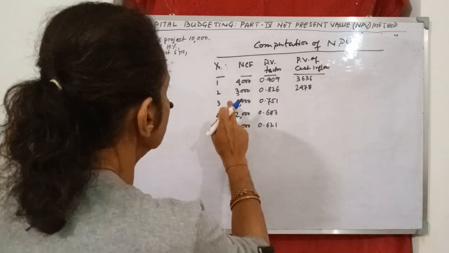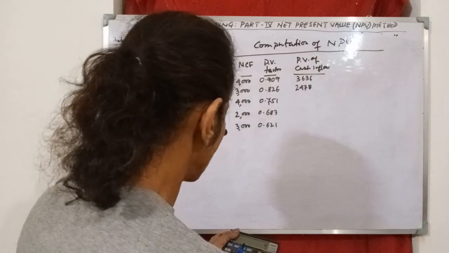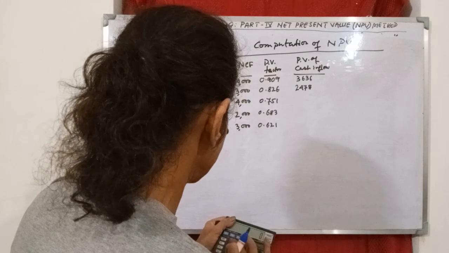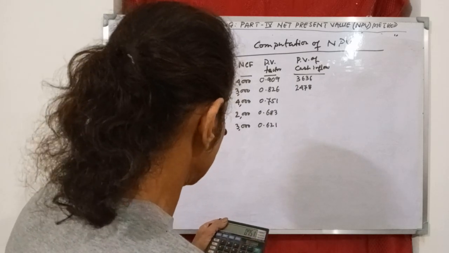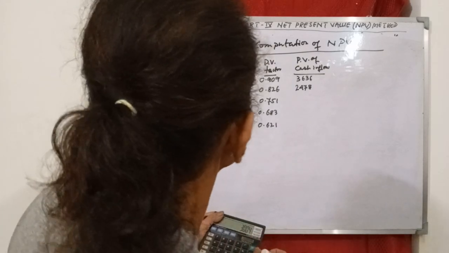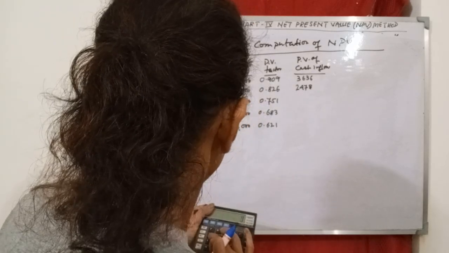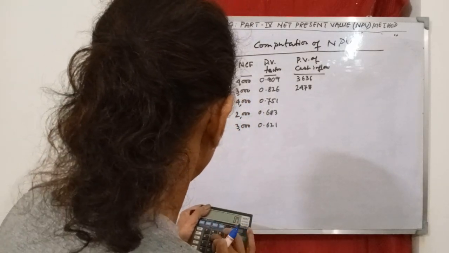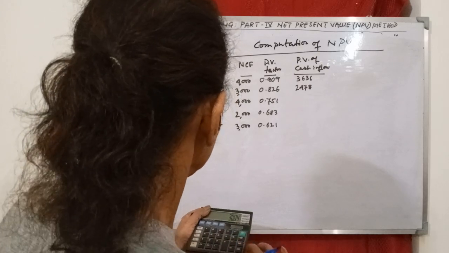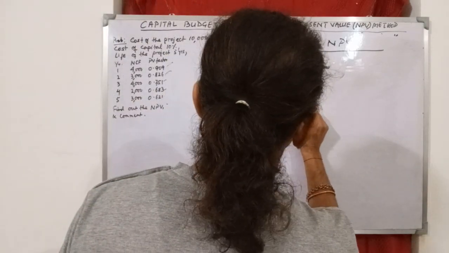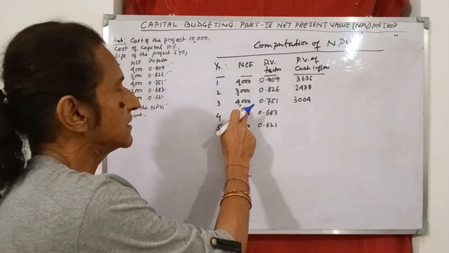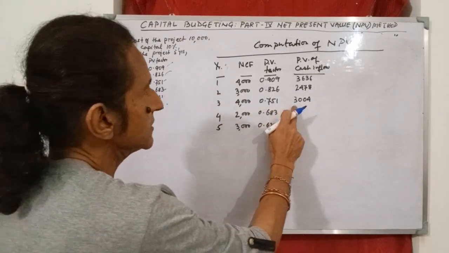Then come to year 3, that is 4,000 into 0.751. This gives us 3004. That is, the present value of 4,000 after the third year is 3004.